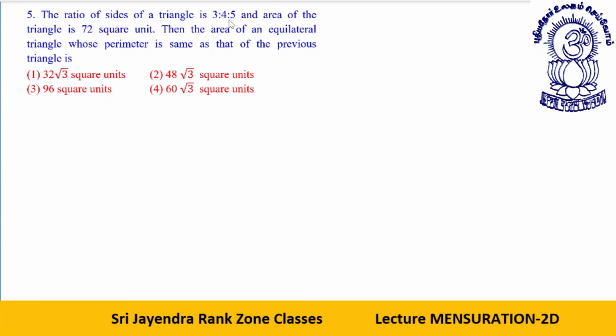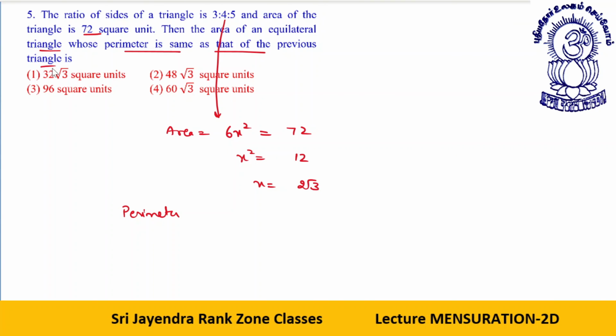The ratio of the sides of a triangle is 3, 4, 5. The area of the triangle is 72 square units. The area for this is, dear students, we know, 6x square, given as 72 square units. This gives x square equal to 12, or x is equal to 2 root 3. One thing done. Now, the perimeter of the 3, 4, 5 triangle is 12x, or 24 root 3.